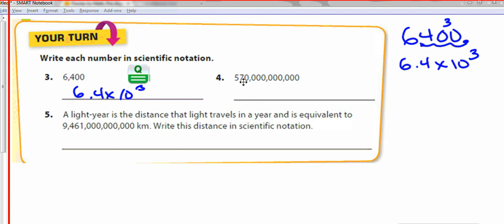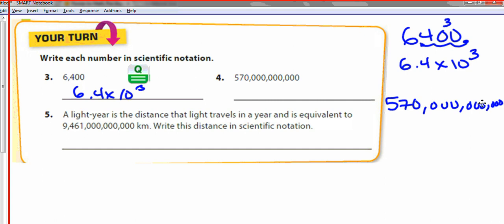Number 4. This is 570, let's see, thousands, millions, billions. So 570 billion. So again, same process, 570, and there's 0, and then 1, 2, 3, 1, 2, 3, and 1, 2, 3. And so again, no decimal point anywhere in the original number, so the decimal point goes all the way to the right.